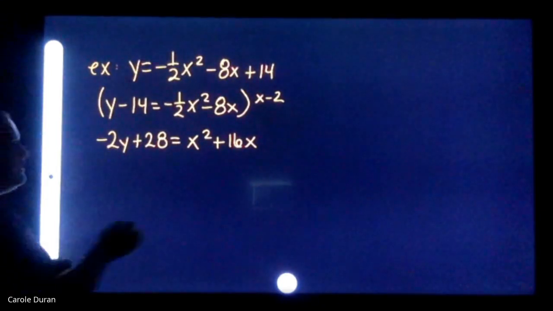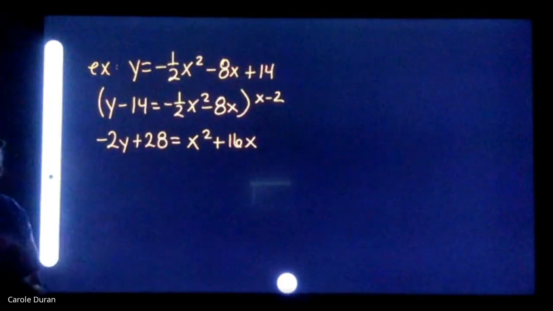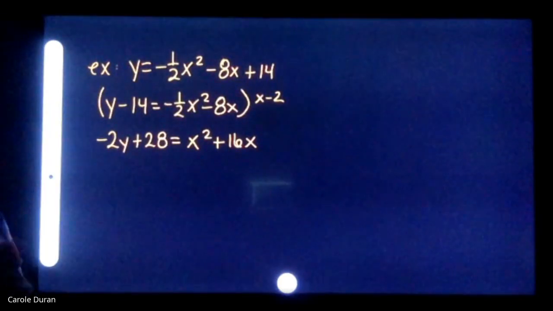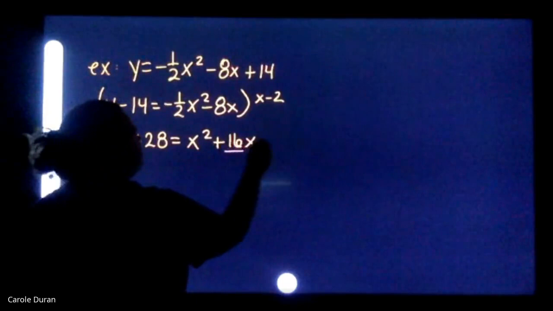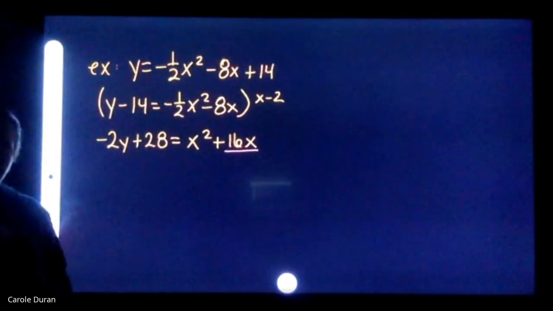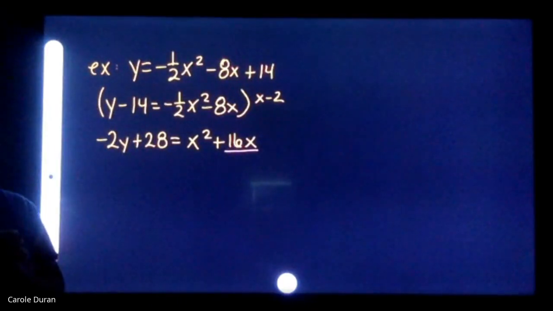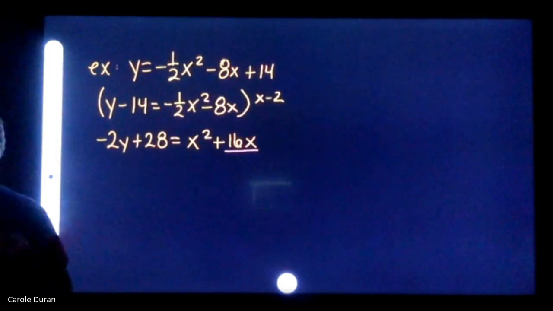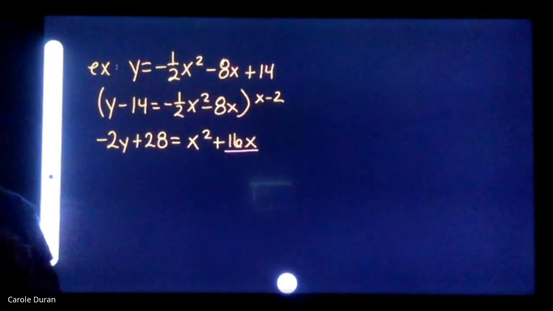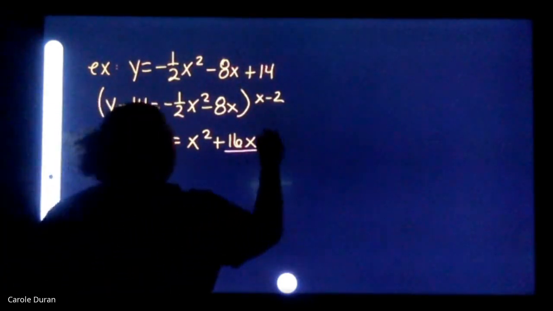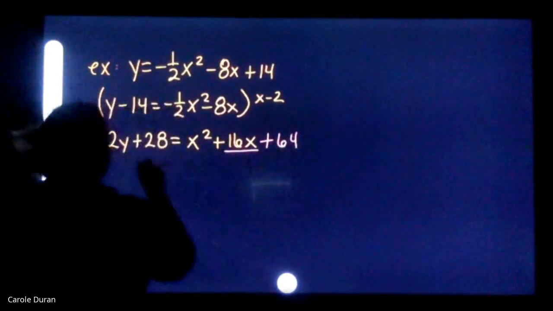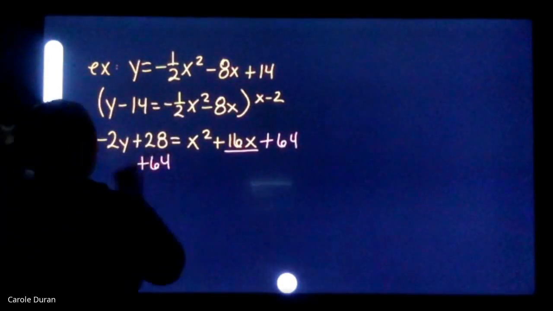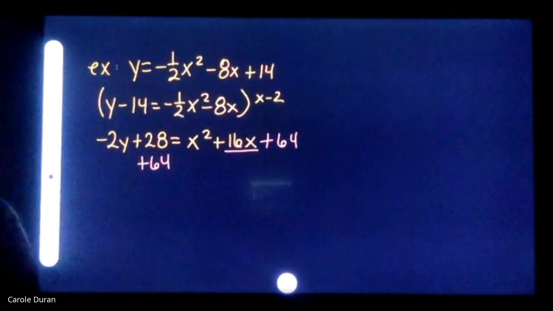Which allows me to go ahead and complete the square on that right-hand side. To complete the square, I go to my x term, I split it in half, and then I square my answer. 16 divided by 2 is 8. 8 squared is 64. So I'm going to add 64 to both sides of my equal sign.